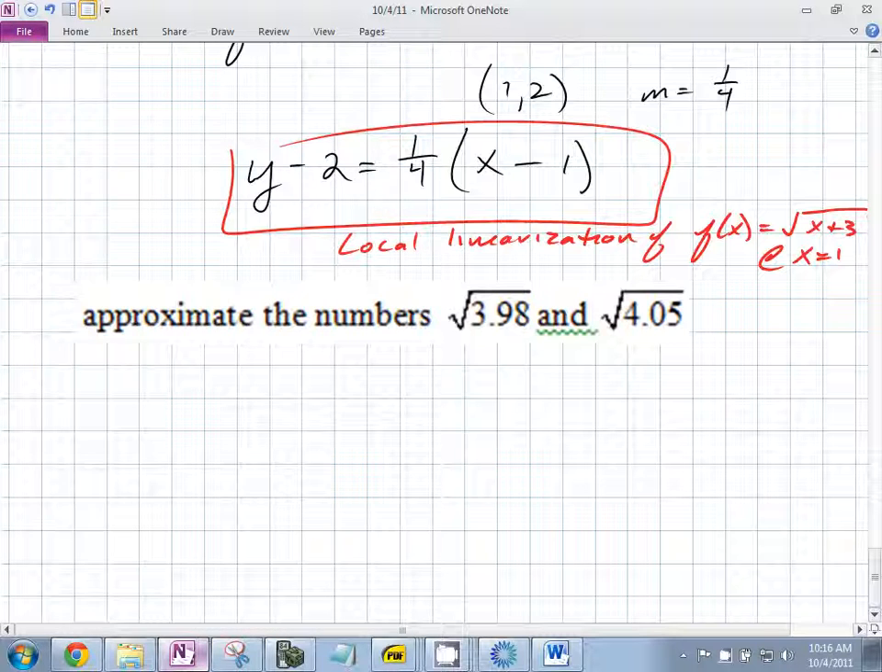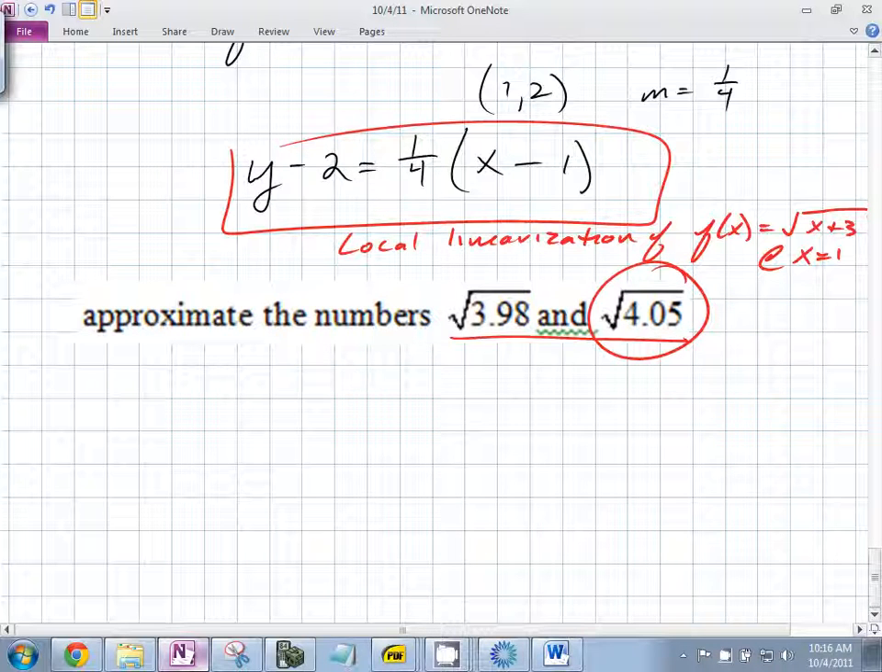How would we use this to approximate these values? If we wanted to know this value, the square root of 4.05, what would you do? If I just asked you right now, approximate that value without using any complicated math, what would you use? Your calculator, you plug it in, right? We have a line that approximates the value of the square root of x plus 3 when x is equal to 1. So the further you get away from 1, it's less accurate, but it is an approximation.